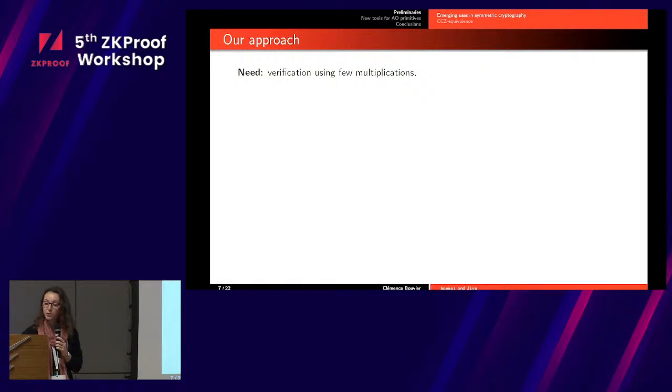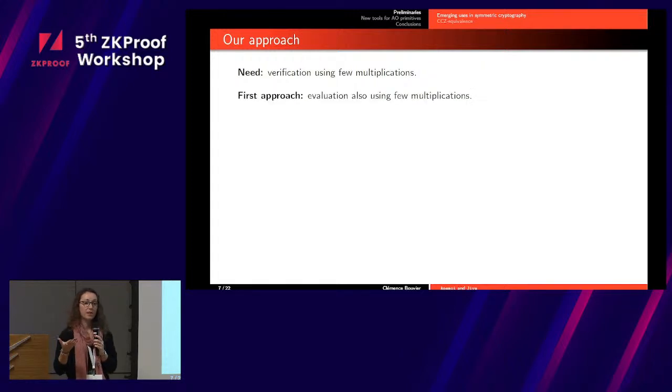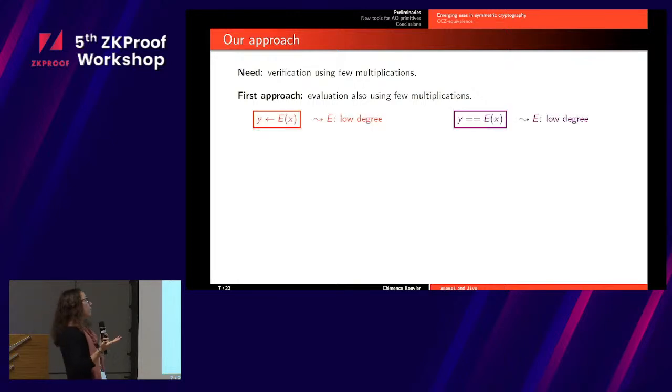So the first approach is to say, okay, let's take a function so that the evaluation also uses few multiplications. The idea is quite simple. You use a function E of low degree to perform the evaluation. This is not too expensive. And you use the same function to perform the verification. So this is not too expensive. But we might want to avoid this kind of construction because we might be vulnerable to some attacks.